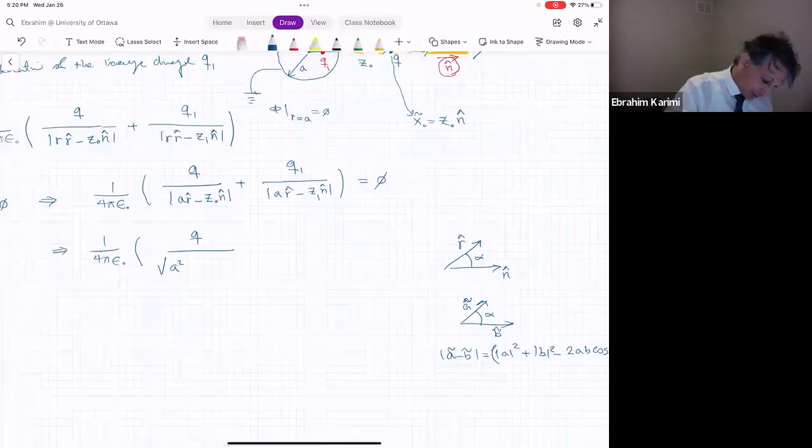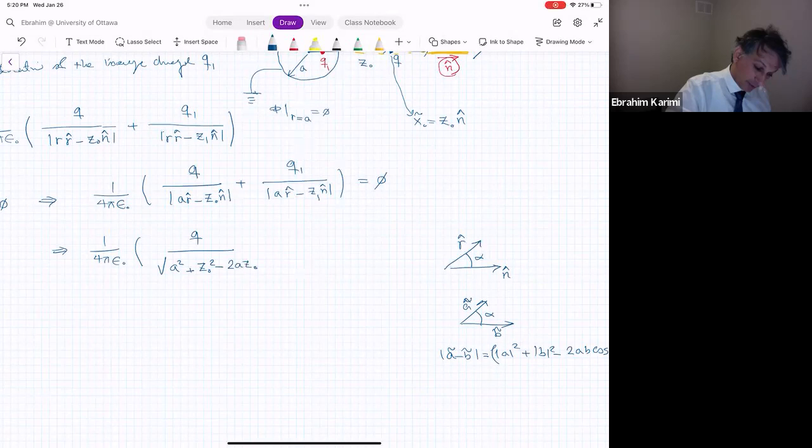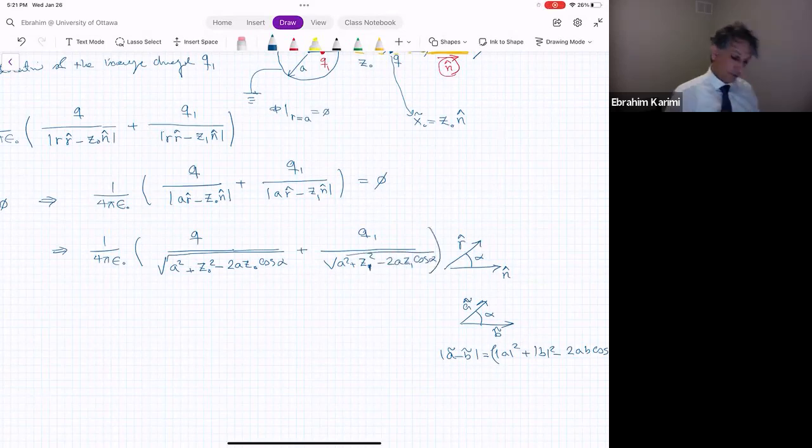Let's place it here. So it will be A squared plus Z0 to the power of 2 minus 2AZ0 times the cosine of alpha, the angle between these two. And the second term will be plus Q1 divided by the square root of A squared plus Z1 to the power of 2 minus 2AZ1 cosine of alpha. Okay, and that should be equal to 0.